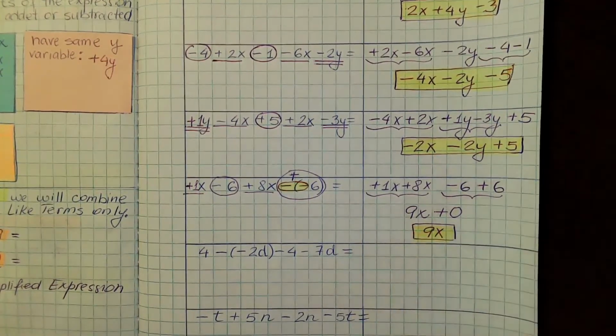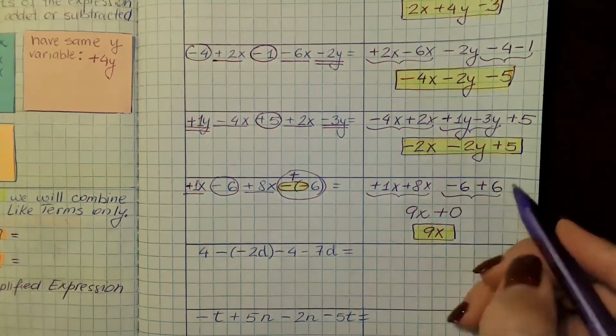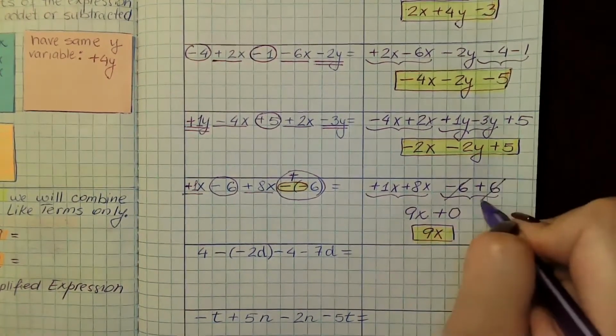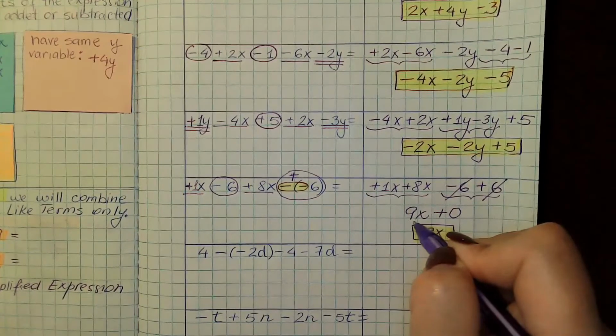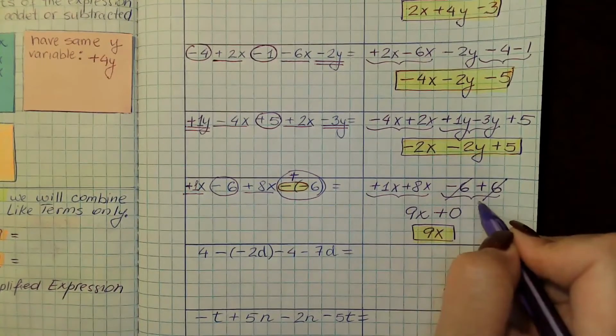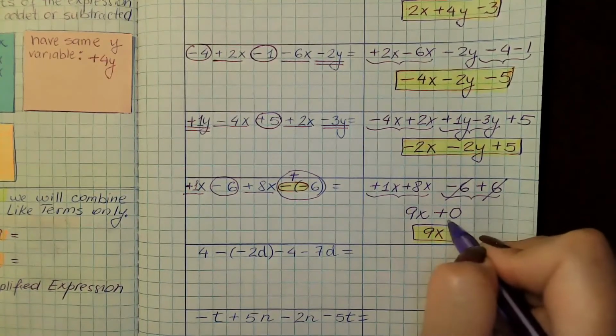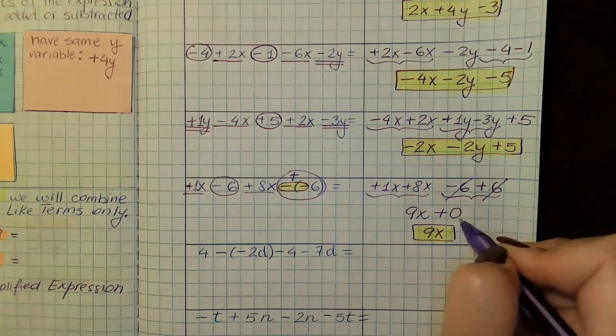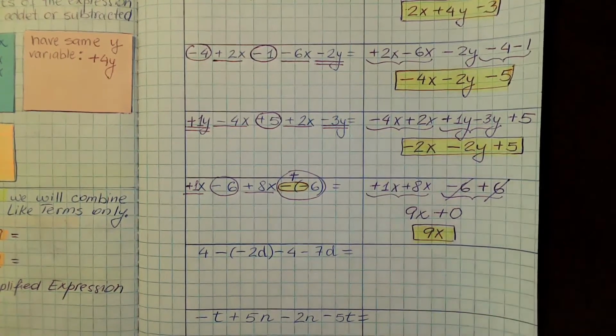Even at this point right here, when you had negative 6 plus 6, you can just cross them out, and here's your answer, 9x, right away. In steps, negative 6 plus 6 is 0. We can add 0 to anything. It's the same thing, resulting in 9x at the end.